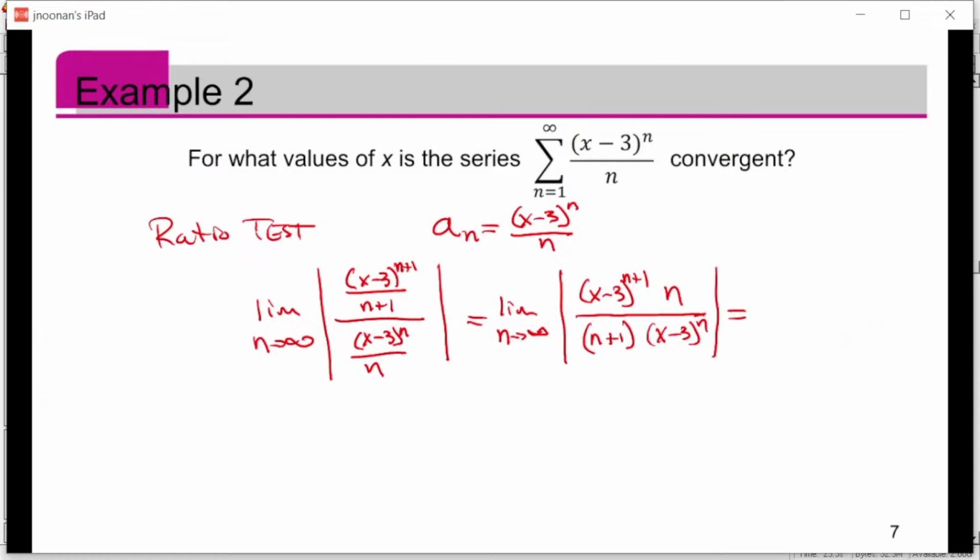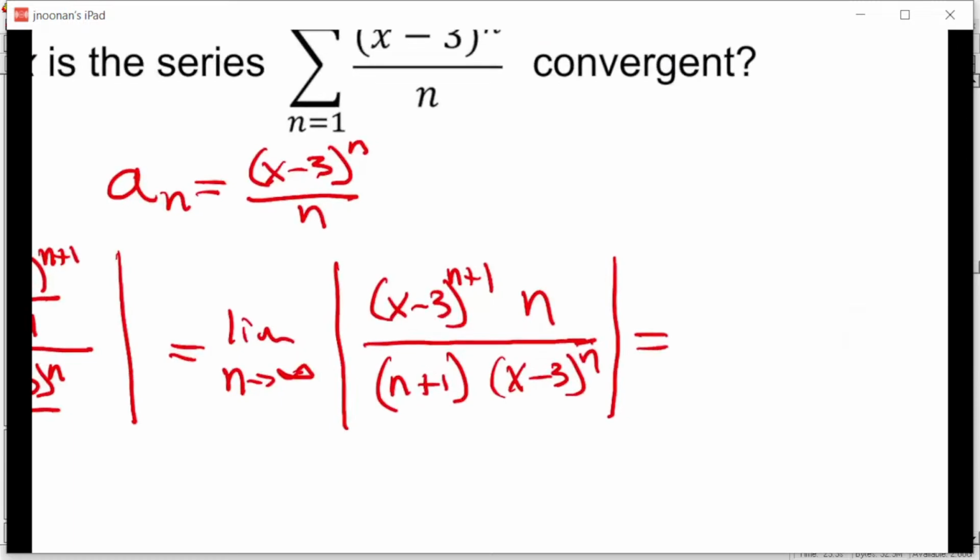Surely we can simplify this a little bit. I know it's not going to be great, but we can simplify it some. So what can we do here? We can cancel some stuff. Sydney, you can cancel, can't you? So on the top, you mean? Yeah. So we've got x minus 3 times n over n plus 1.